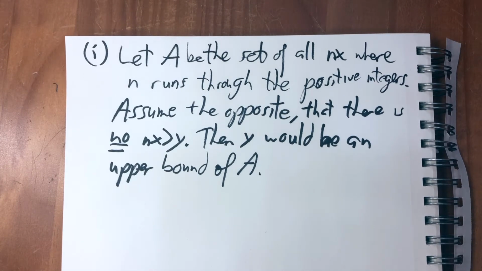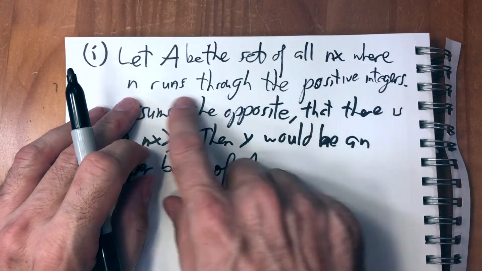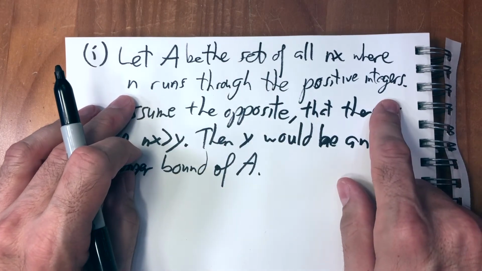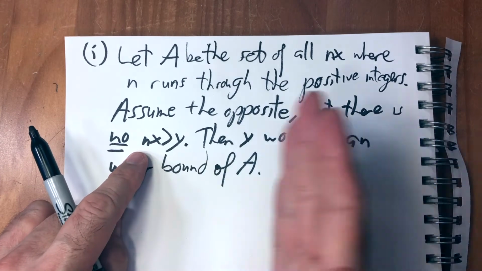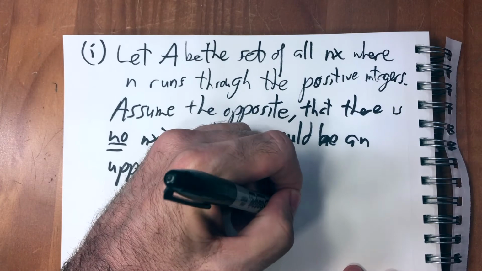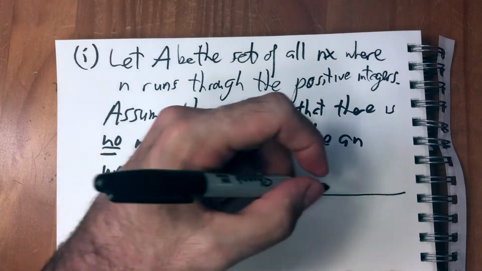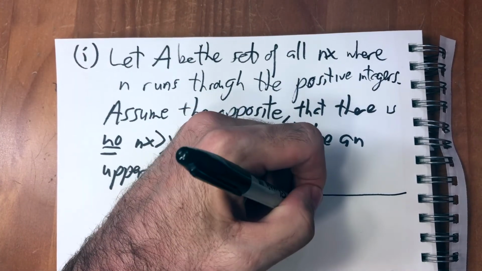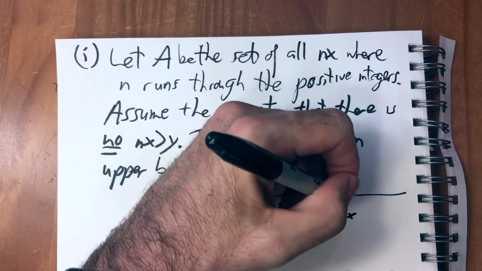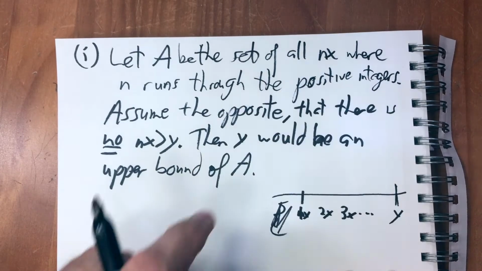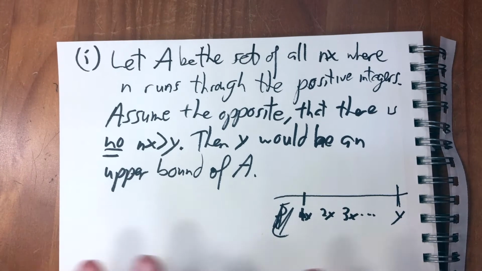Something that's important to see about dealing with these upper bounds is that they're actually really simple. They feel more complicated than they actually are. All this says is, if we multiply x by all of the n's, and none of them are above y, well, if we have the set here, 1x, 2x, 3x, and so on, if none of these are above y, that means that they're all less than y. So that's an upper bound. That's all the upper bound is.